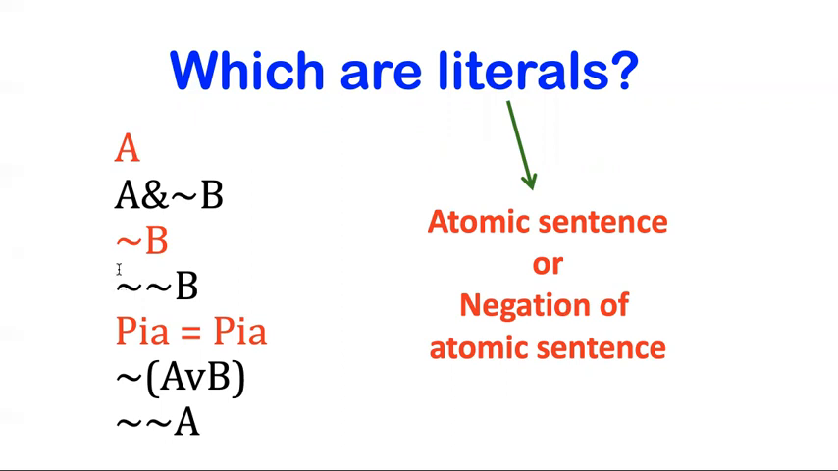Now, not not B, this one's tricky. It looks like the negation of an atomic sentence, but this extra negation is the problem. This is a negation of a negation of an atomic sentence, which is not the same thing as just a negation of an atomic sentence. So that's not a literal. Furthermore, the concept of literals, we're going to mostly talk about it with the language of Boole. So that's why you just have to worry about A and not B, things like that.